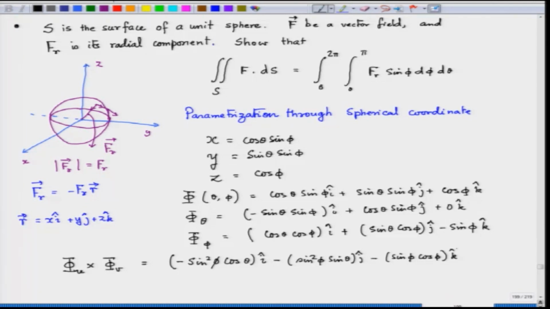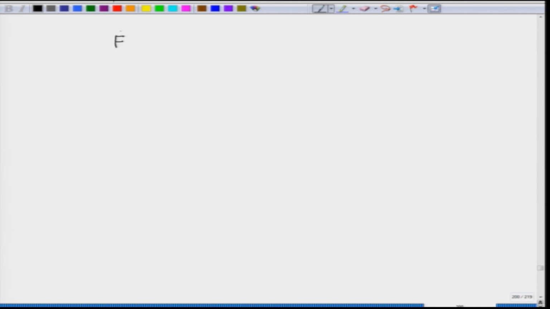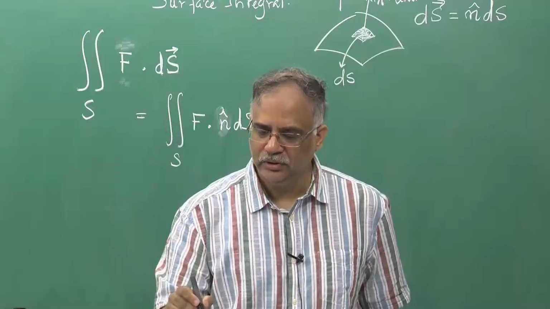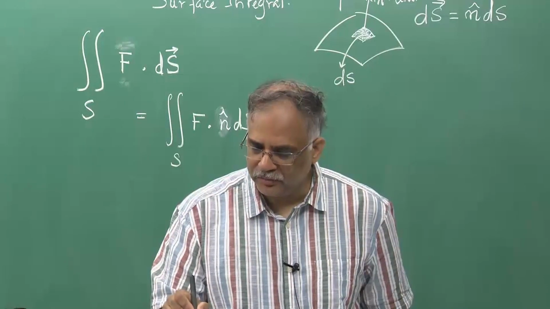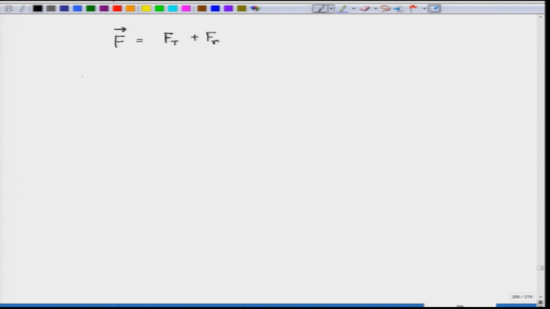Now, what is the direction of f? The f vector can be decomposed into two parts, as you can always do for a vector. One is the tangential part at a given point x, y, z, and another is the radial part. Now, when I am doing f dot n, this n vector is only along the radial part, the n vector does not have any tangential part. So, this would just become fr dot n vector.